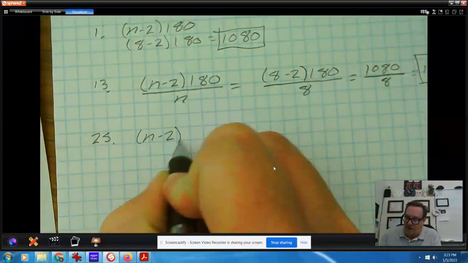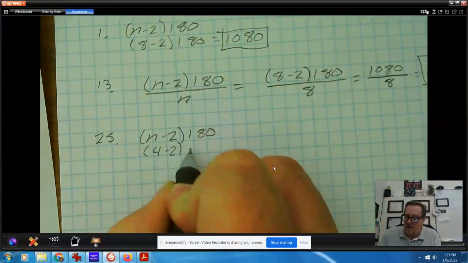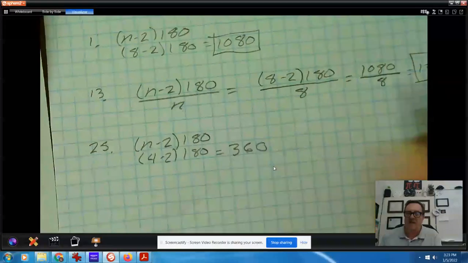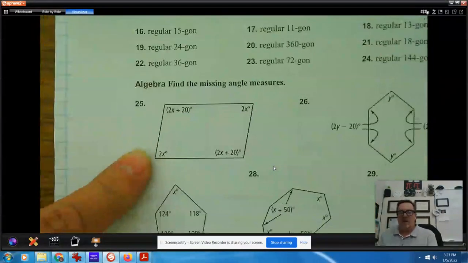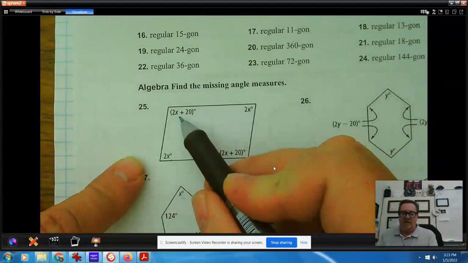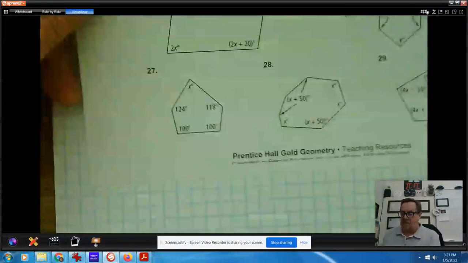N minus 2 times 180. In this case, 4 minus 2 times 180. Do the math and you're going to get 360, okay? So now, for this 4-sided figure, if I added all of these angles together, I would get 360. So that's what we're going to do.